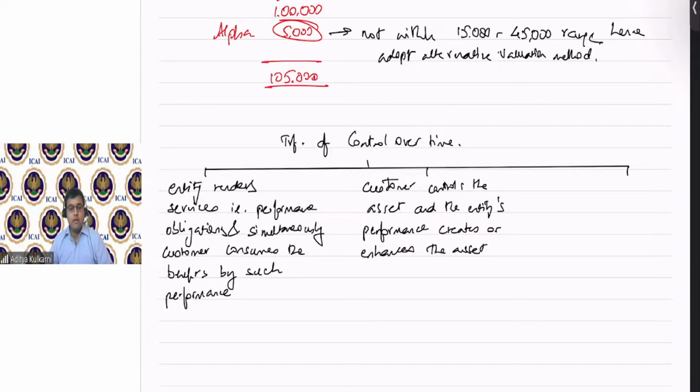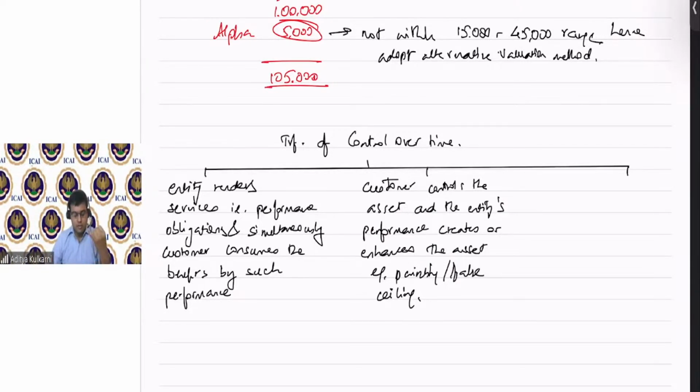Transfer of control over time. Second condition, customer controls the asset. Entity's performance creates or enhances that asset, for example, painting or false ceiling. House is yours.